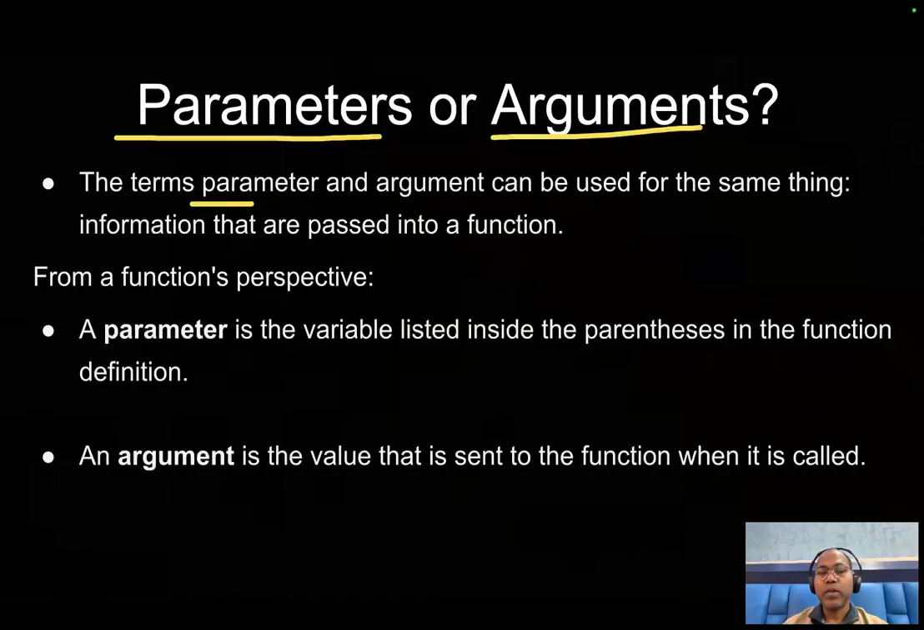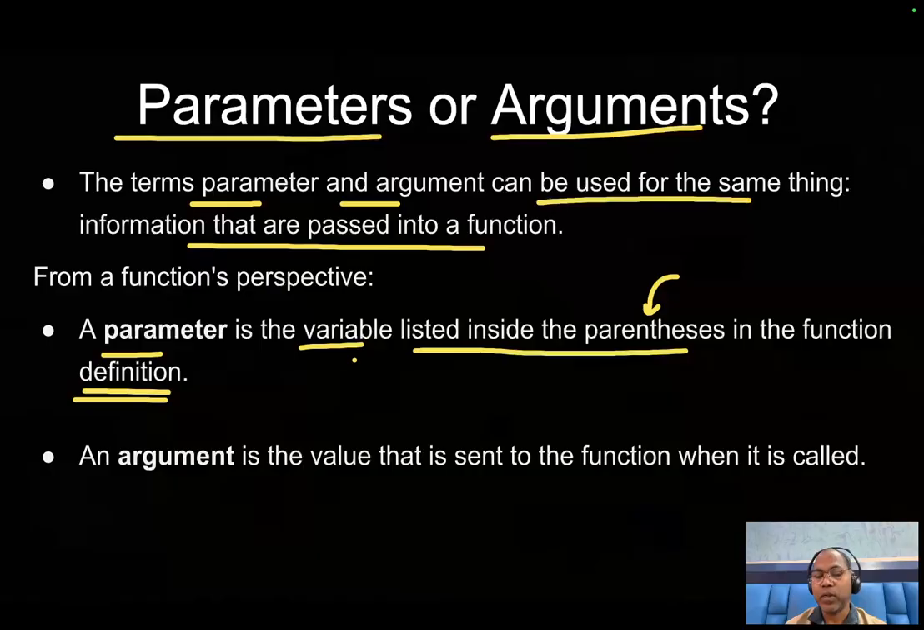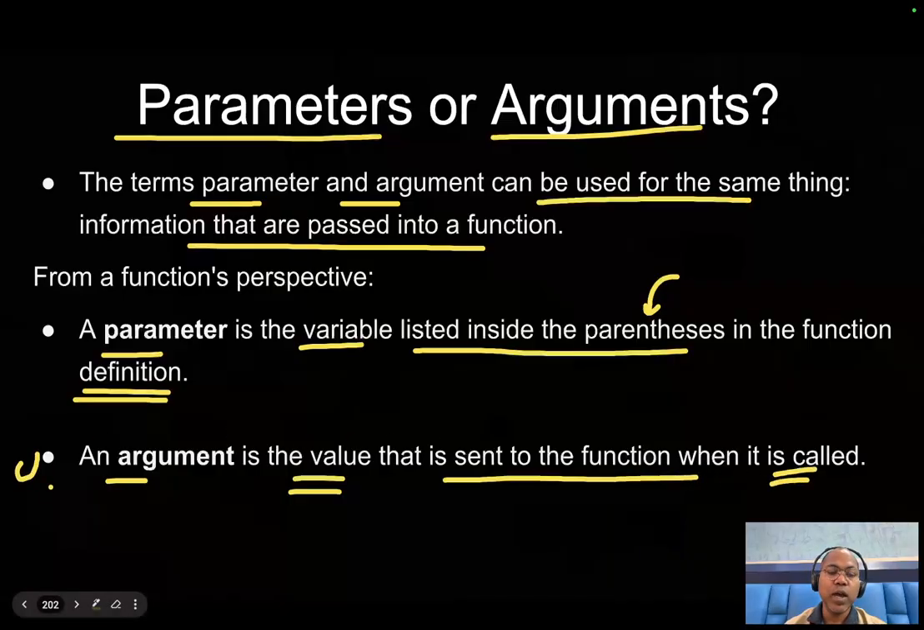The terms parameter and argument can be used for the same thing, which is information passed to the function. A parameter is a variable listed inside the parentheses while defining the function. Whatever is inside the parentheses in the definition is known as a parameter. And an argument is just the value you send to the function when you call it. Whenever you use a function, that is an argument; whenever you define a function, that is a parameter.